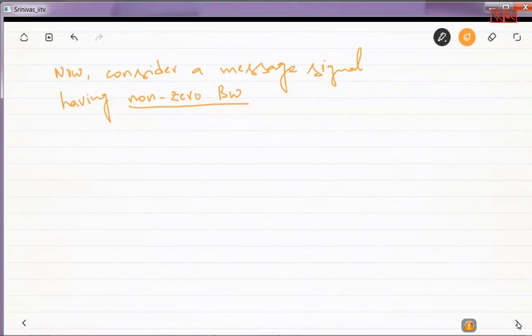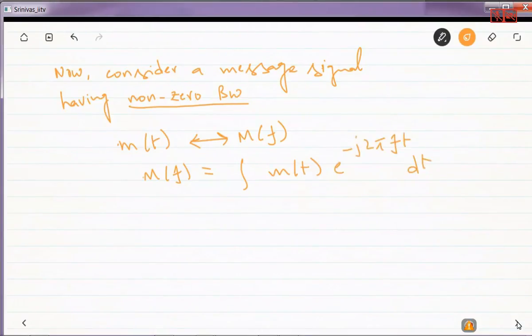So let's consider some message signal m of t having its Fourier transform M of f. What is M of f? It is the integral of m of t into e power minus j 2 pi f t dt, where this integration is over minus infinity to plus infinity.